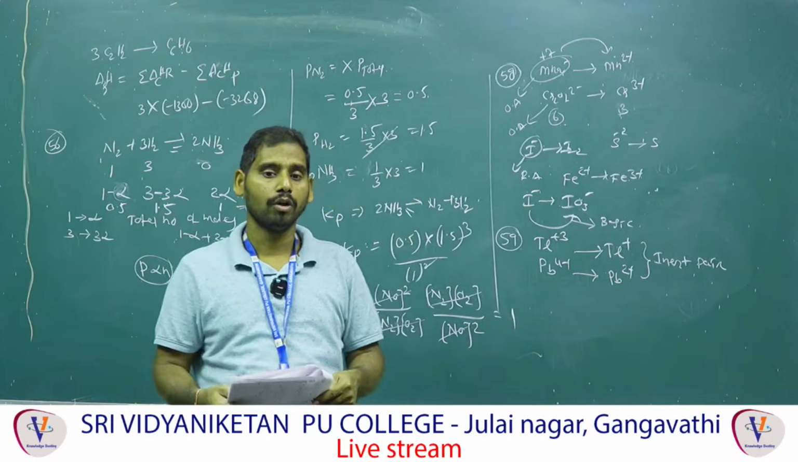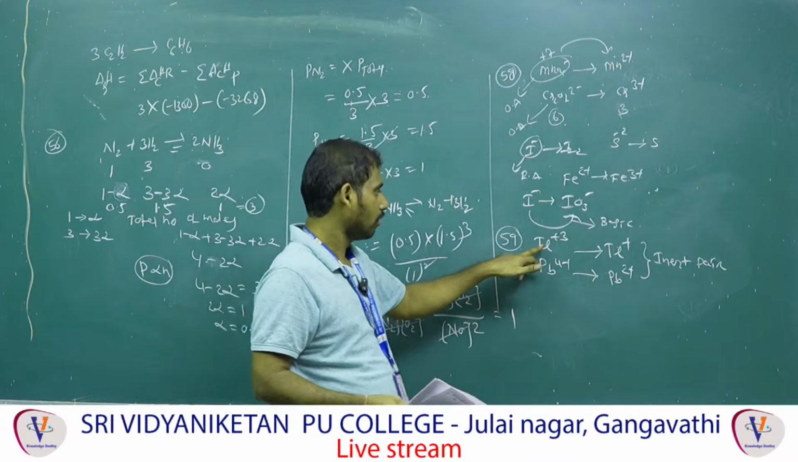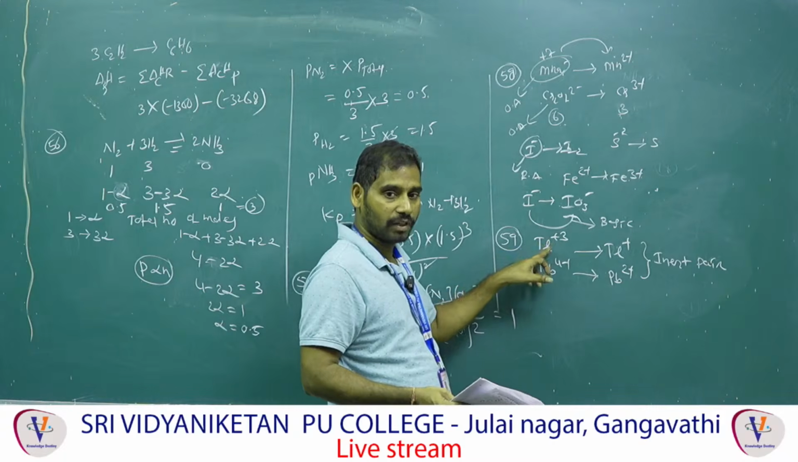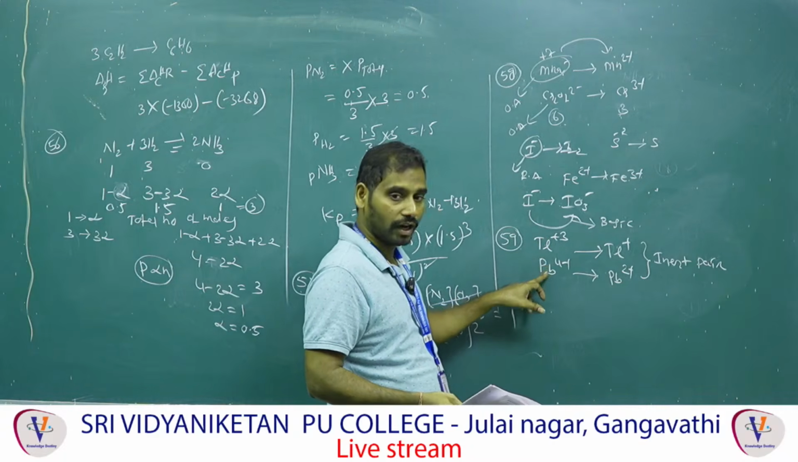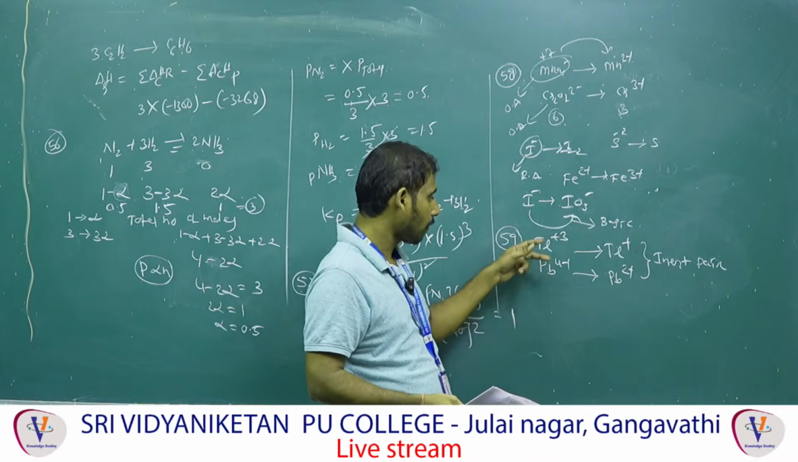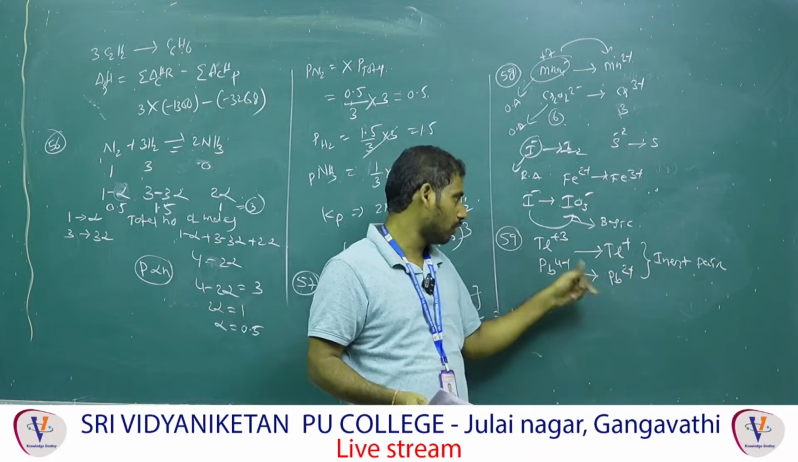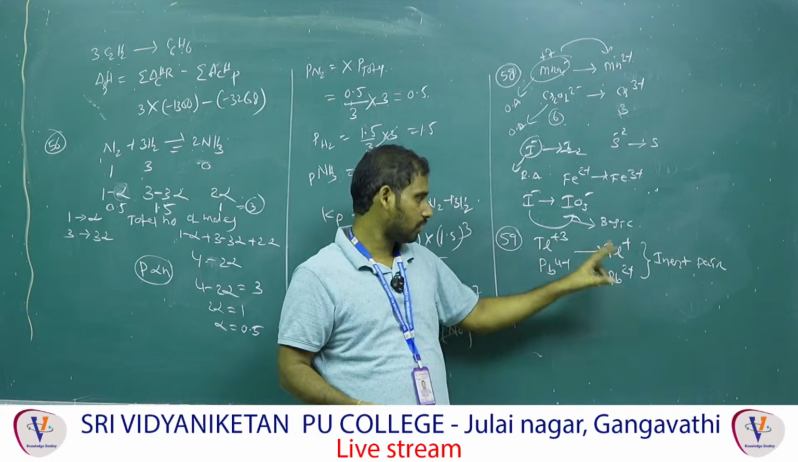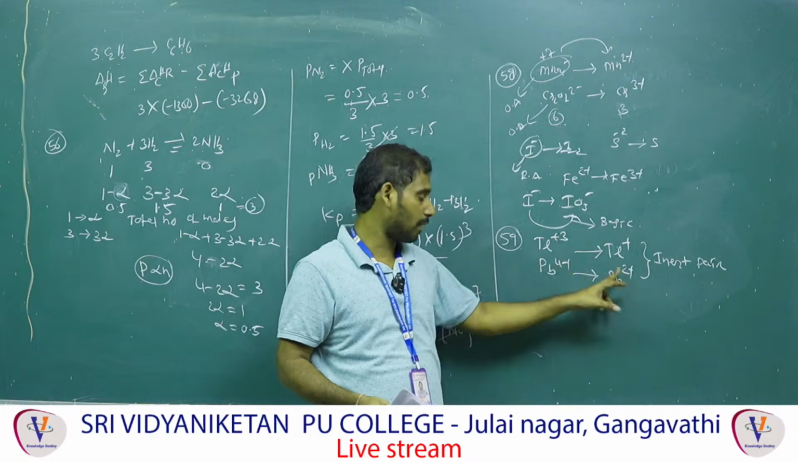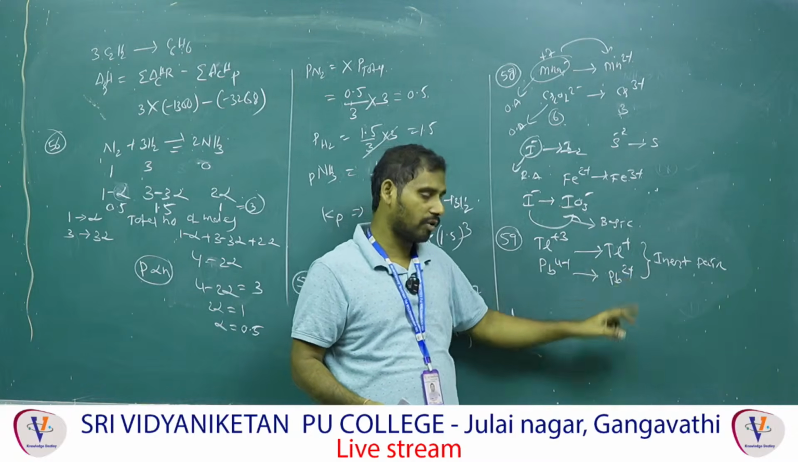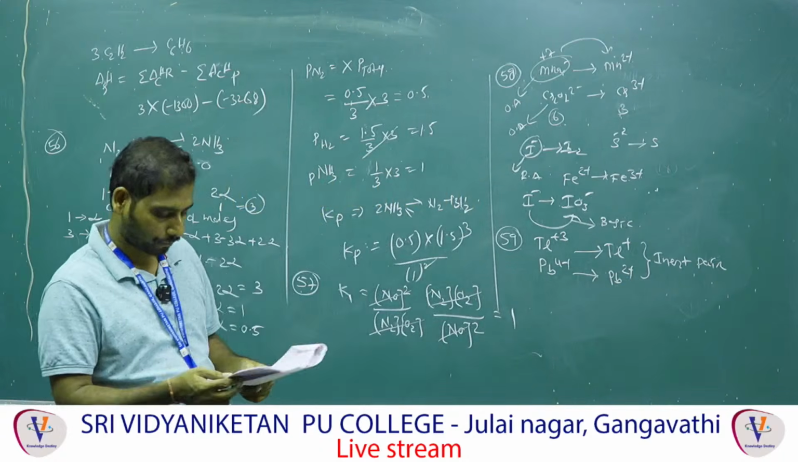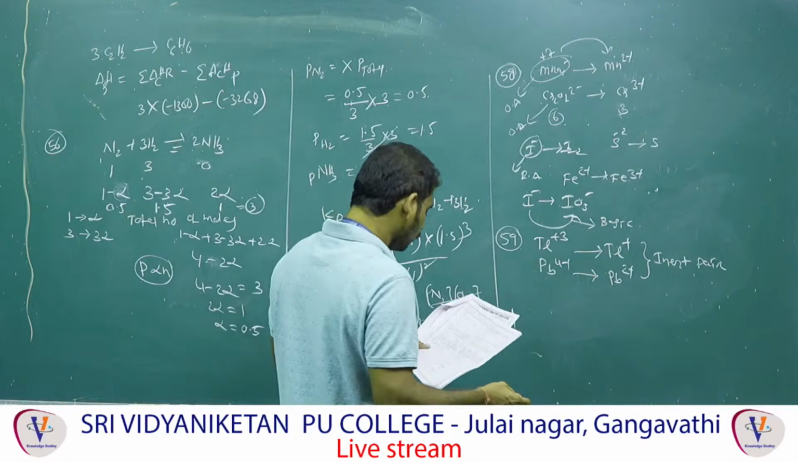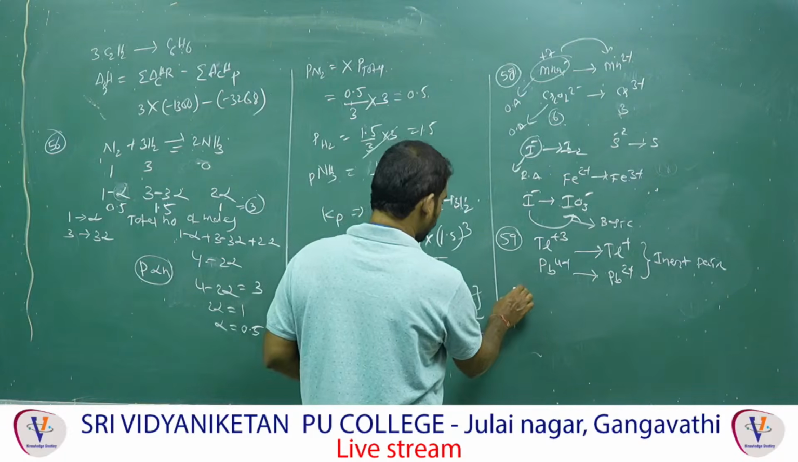How to know? Last element. This is boron, aluminum, gallium, indium, thallium, the boron family. This is carbon, silicon, germanium, tin, lead, the carbon family. These two show plus 1 and plus 2. This one will exhibit plus 1, plus 3. This will exhibit plus 2, plus 4. Plus 1 and plus 2 are more stable because of the inert pair effect. So answer is 2.